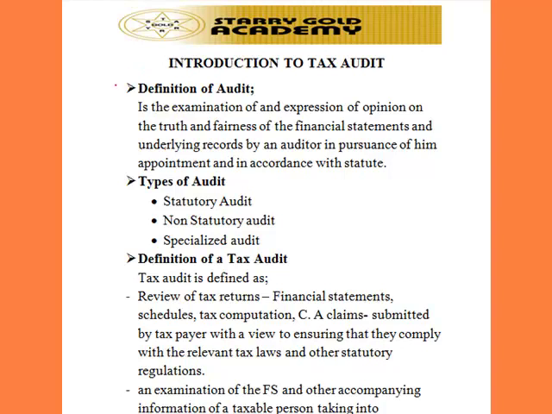Before we look at what tax audit is, what is an audit generally? Basically, an audit involves the examination and expression of an opinion on the truth and fairness of the financial statements and underlying records. This is done by an auditor in pursuance of his appointment and in accordance with statutes. This definition is in line with the statutory definition of an audit.